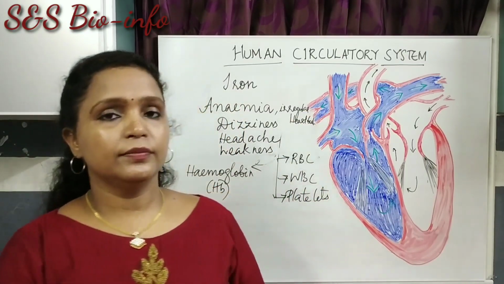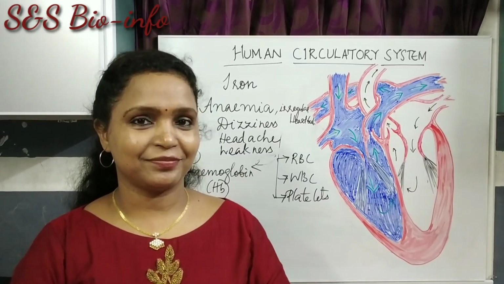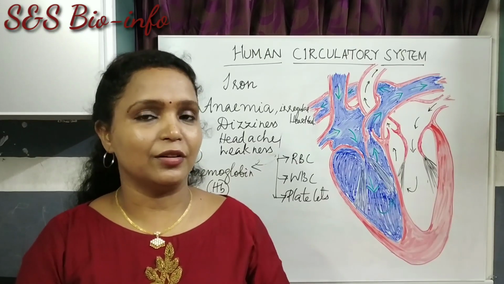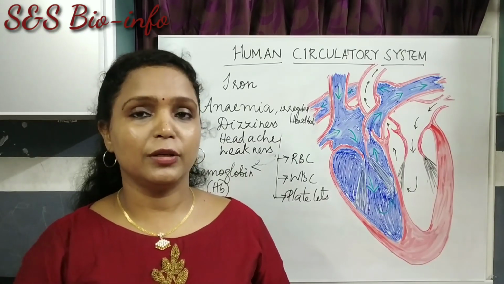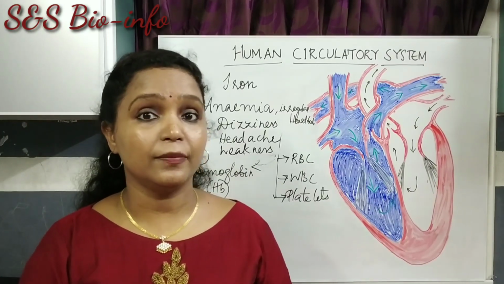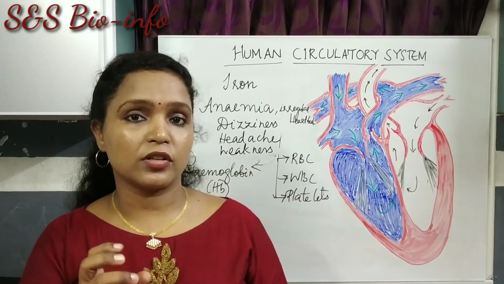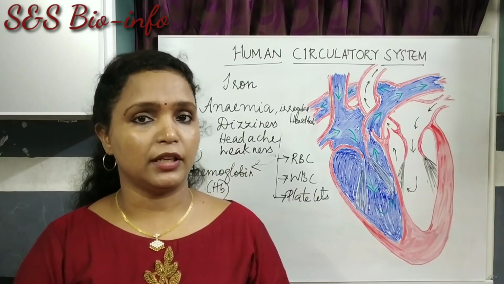As children, you have to include more iron-rich food in your diet, so we can maintain a normal level of hemoglobin in our body. So hemoglobin is required for all human beings, both children, youngsters, adolescents and old age people. So we need to maintain an iron-rich diet daily so that we will not get anemia.